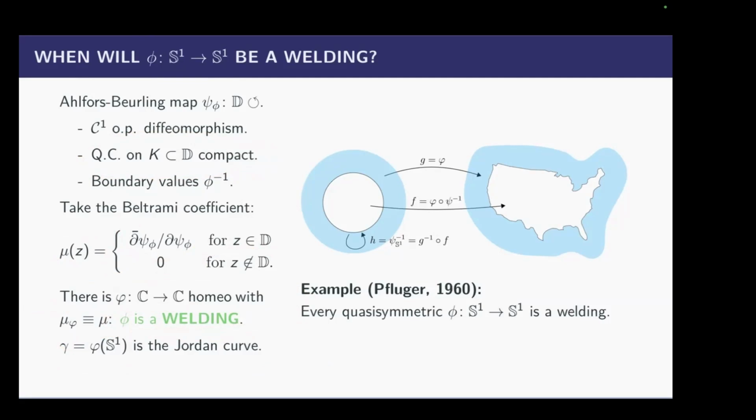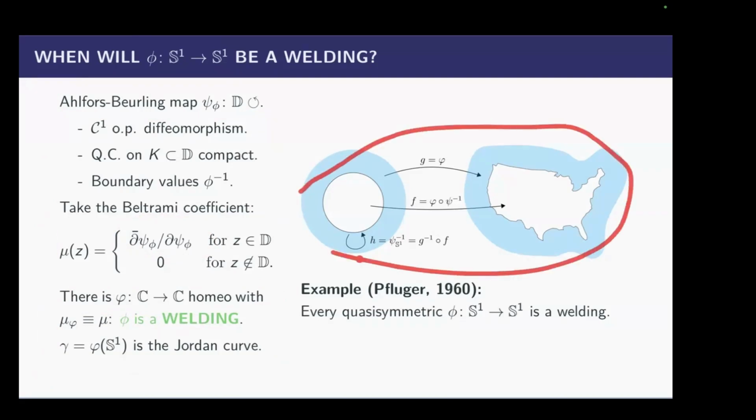And if you have read the proof that every quasi-symmetric map is a welding, this is what you have. But in that case, the Ahlfors-Beurling map actually gives you a quasi-conformal map of the entire disk. So this Beltrami coefficient is uniformly bounded. And therefore, you can use this fantastic tool, the measurable Riemann mapping theorem, to obtain a global homeomorphism. So the measurable Riemann mapping theorem guarantees the existence of this homeomorphism. And I claim that then this is a welding.